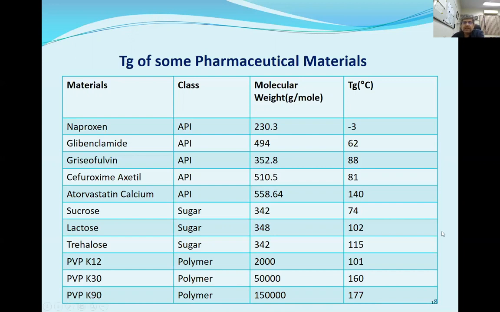Say if I take the example of glibenclamide, which has a Tg of 62, if I mix one part of the amorphous glibenclamide with one part of PVP K30, which has a Tg of 160, the overall Tg of the system would be somewhere between 62 and 160. So it may become 100 degrees Celsius. So the amorphous solid dispersion would give much higher stability to the amorphous glibenclamide, a concept that is used for designing of the amorphous solid dispersion. We will be discussing this later as well.